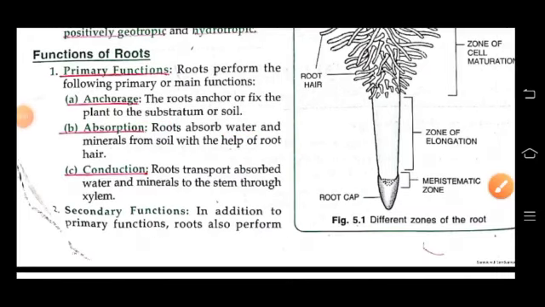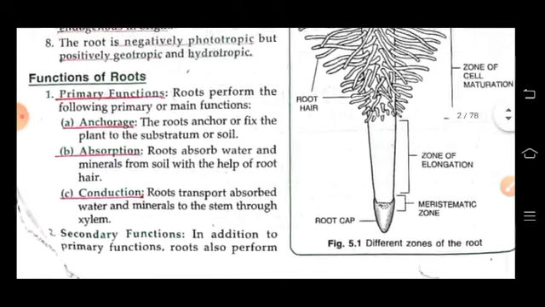Now secondary functions include different modified roots, like in some roots they are meant for storage of food. Some roots form root nodules which help in nitrogen fixation. So different types of secondary functions are there according to the modification of the root.